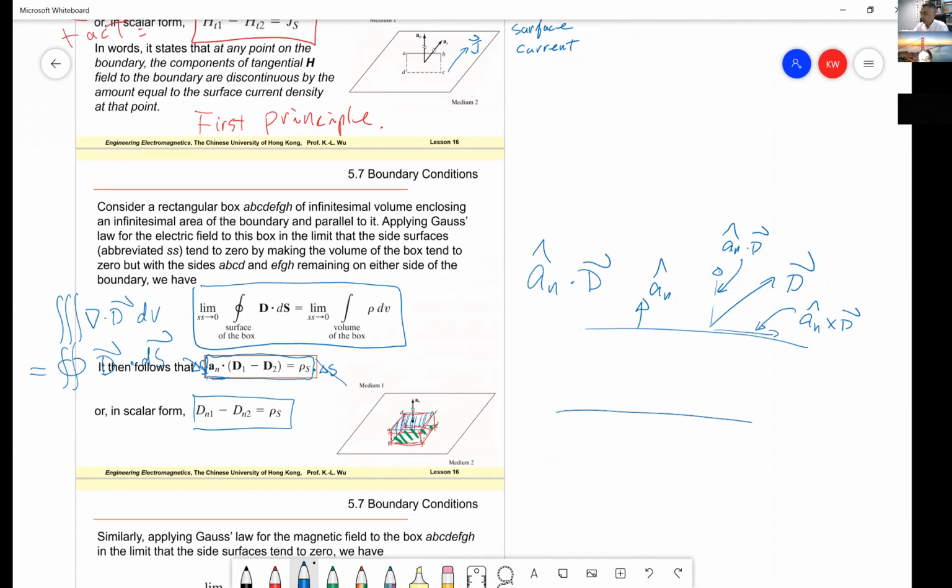Say if I have a surface, the bottom part has conductivity going to infinity, and the top part has relative permittivity equal to 1, which means air. Then I have a charge.